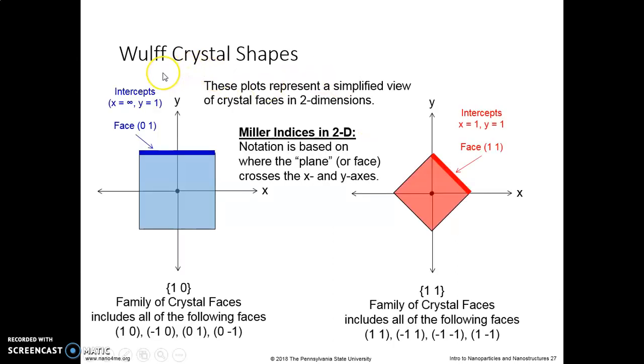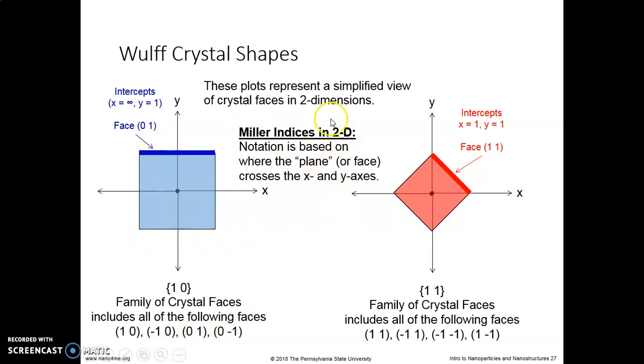Here they have given the Wulff crystal shape. Here the plots represent the simplified view of the crystal faces in 2 dimensions, that is x and y dimensions. Here x is infinity and y is equal to 1. So x is equal to 0, and y equal to 1. The distance is 1 because it is given as a distance, but in the x direction it is infinite. So the family of crystal faces includes the following: 1, 0; minus 1, 0; 0, 1; and 0, minus 1. Here you can see this.